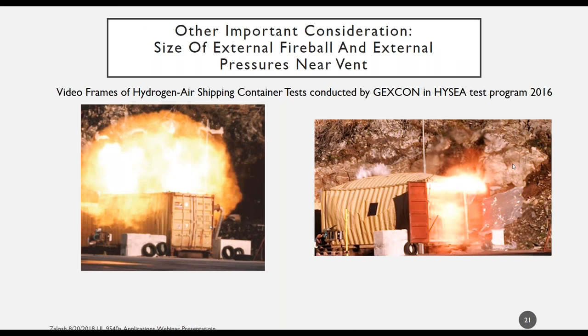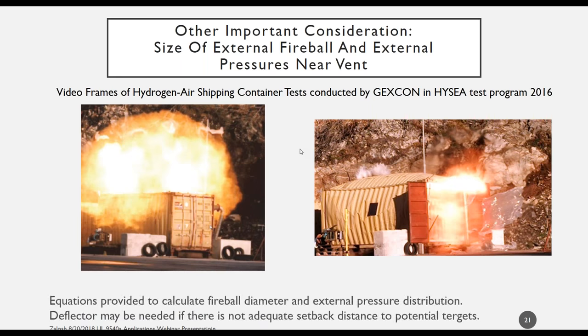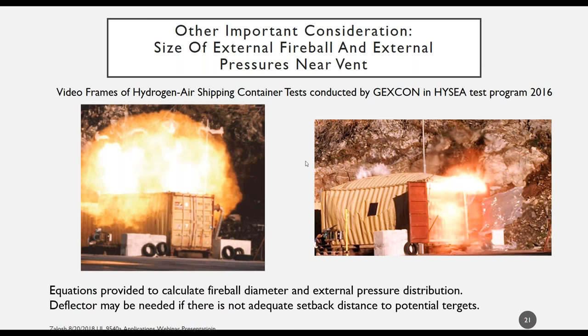It shows that another important consideration when we're talking about deflagration venting is the size of the external fireball outside the vented enclosure. You see on the left it can be a ball or a jet flame on the right. Next, please. Last comment is that NFPA 68 has equations to calculate the size of the fireball diameter and the external pressure distribution, and in some cases a deflector may be needed if there's not adequate setback distance to that might threaten potential targets from either the flame or the blast wave outside the enclosure.